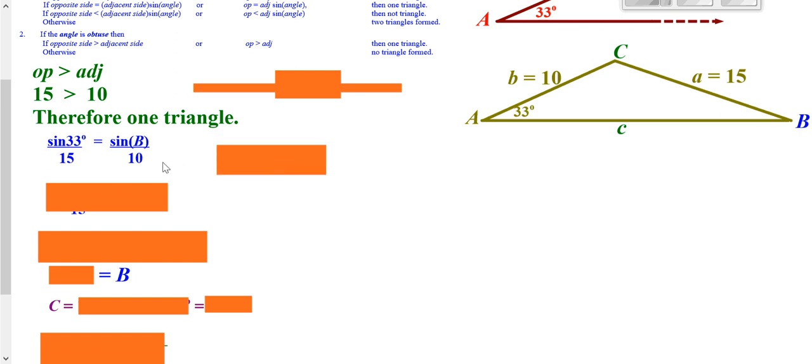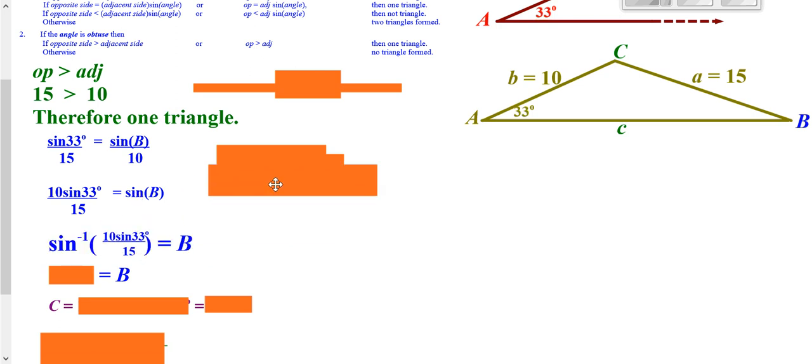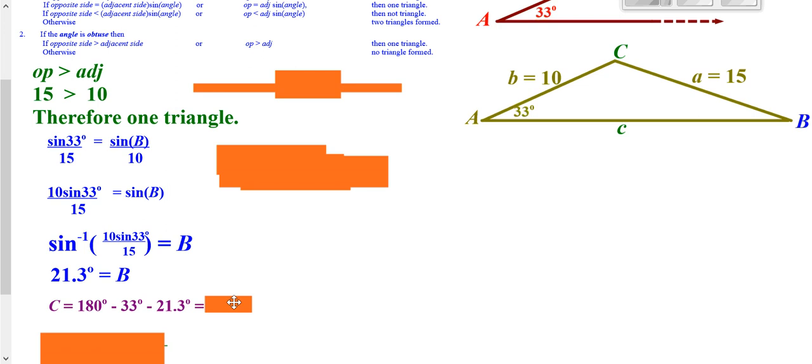So I have to find angle B first, so I'll go the sine of angle B over its opposite side equals the sine of the angle I was given over its opposite side. To get B by itself, I have to get rid of the dividing by 10, so multiply both sides by 10. Then I have to get rid of the sine, so I'd do the sine inverse of both sides. That's my calculator ready form, and I'd type it in. Once you know that angle, you can subtract your given angle 33 and your angle B from 180 to get your angle C.